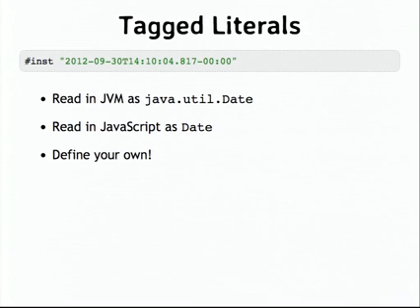It's written like this, so #inst for instant. That is followed by a string, and the format of that string is specified by the data format. So it must look exactly like that, or you get an error when you try to parse it. But what we've done here is that inst is just a label, and we can define how we want to interpret that label. So in the JVM, we might want to read it as a Java util date, or a Joda datetime, or a calendar, or any other date library you want to use. In JavaScript, we'll read it as a JavaScript date, or whatever datetime library you're using in JavaScript.